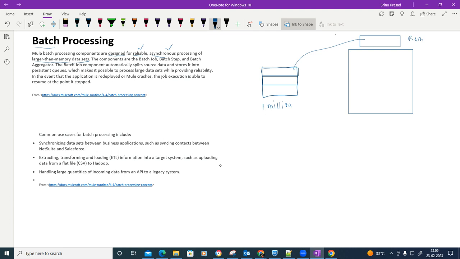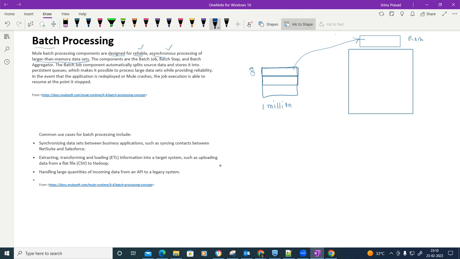In this kind of processing, we need reliable and asynchronous processing. What does this mean? If you process the 1 million records one after another in a sequential manner, it takes a huge amount of time. So it's better to process these records in parallel. Parallel processing increases your performance, so I need some kind of parallelism or concurrency in processing.